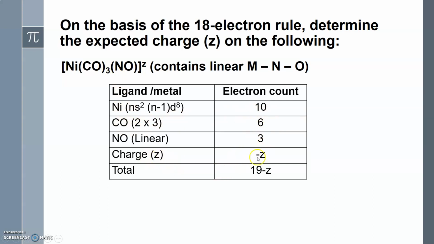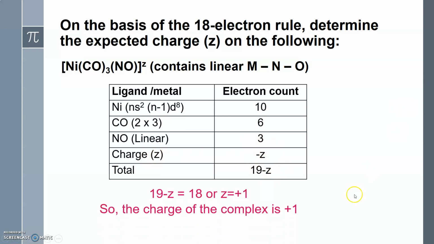Again the charge is Z and it is counted as minus Z. So the total electron count is 19 minus Z, which means that Z is equal to plus 1. So from the formula here we get minus Z is equal to minus 1, or Z is equal to plus 1. So we get the answer for Z with the charge.